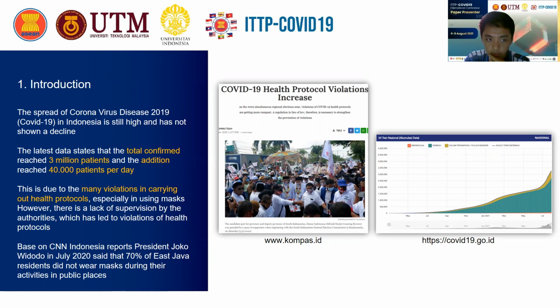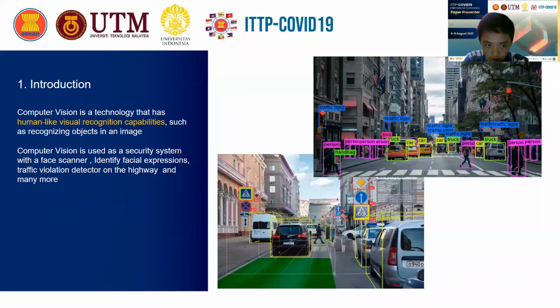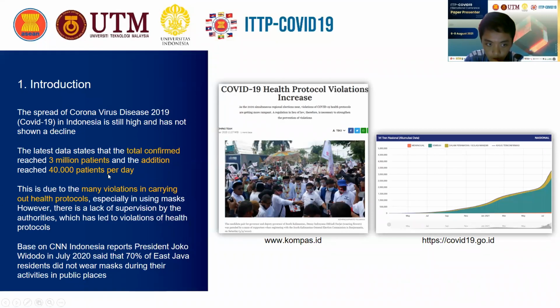Introduction. The spread of coronavirus disease, or COVID-19, in Indonesia is still high and has not seen a decline. The latest data state that total confirmed cases are 3 million patients, with an additional 40,000 patients per day in Indonesia. It is due to many failures in carrying out health protocols, especially in using masks. However, there is a lack of supervision by the authorities, which has led to failing health protocols. Based on a CNN Indonesia report, President Joko Widodo in July 2020 said 70% of each Java resident did not wear masks during their activity in public spaces.